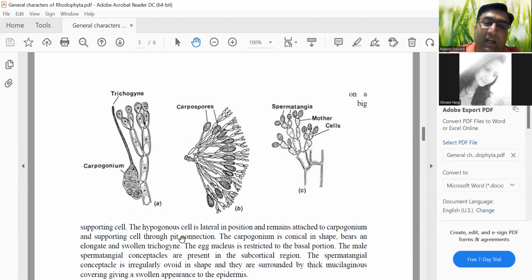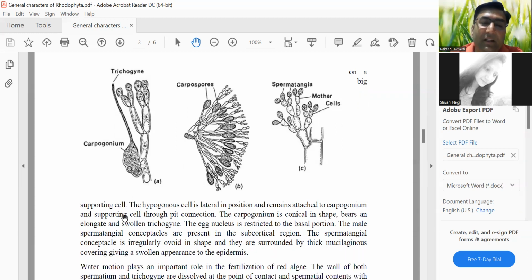Yes, sir. The hypogonous cell is lateral in position. It is in lateral position, but here in this diagram it appears that it is just below the carpogonium, because its cell is an elongated structure, so we can see it in lateral position. The hypogonous cell is lateral in position and remains attached to the carpogonium and supporting cell through the pit connection. Right?